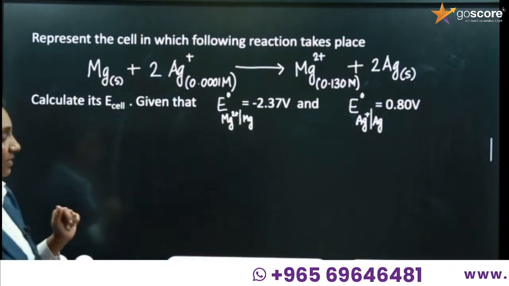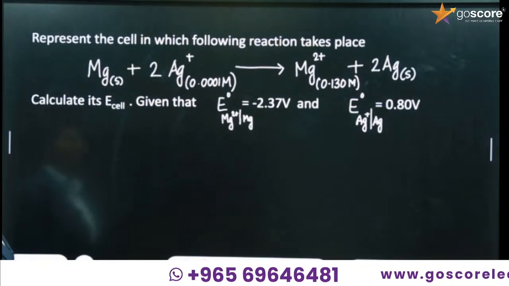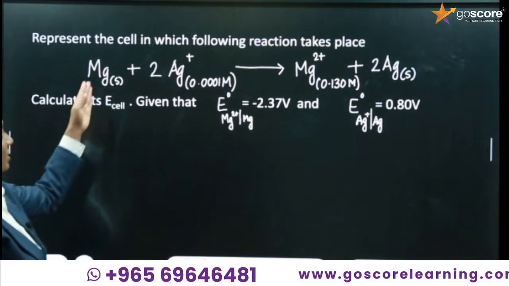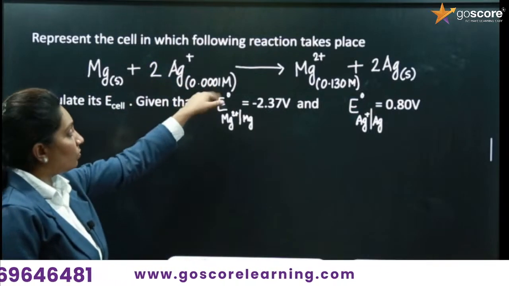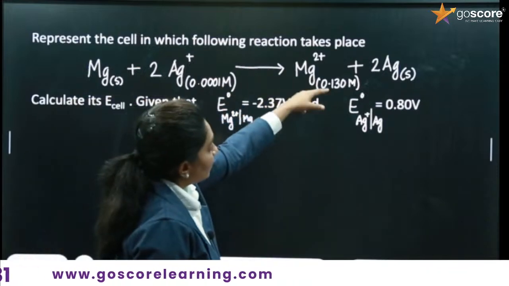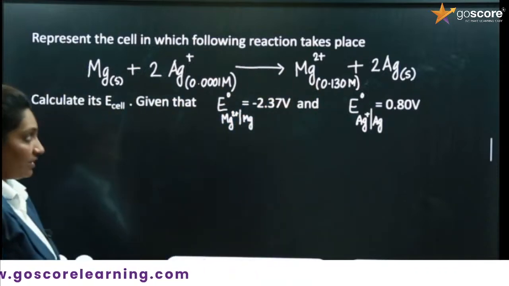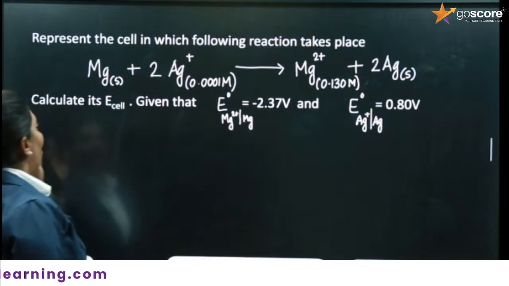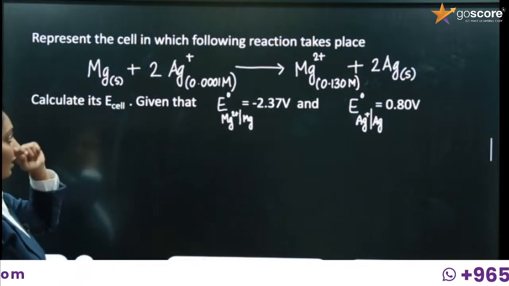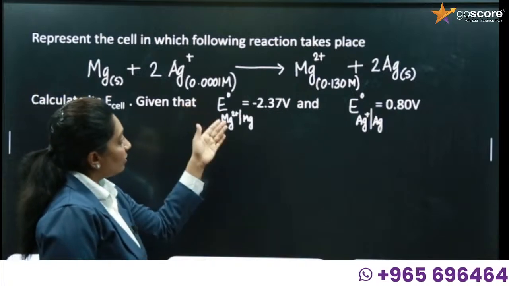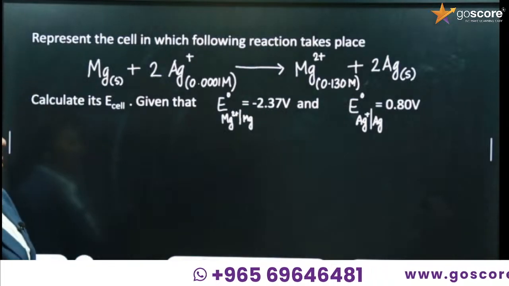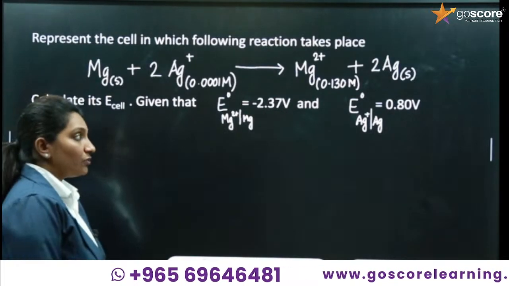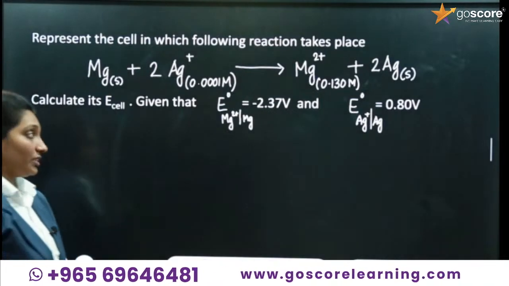Okay, so now see one question based on this. Represent the cell in which the following reaction takes place: Mg plus 2Ag+ with concentration given as 0.0001 molar, giving Mg2+ with concentration 0.130 molar plus 2Ag. You have to calculate the E cell, and the values given are the standard electrode potentials of magnesium and silver, minus 2.37 volt and 0.80 volt respectively.